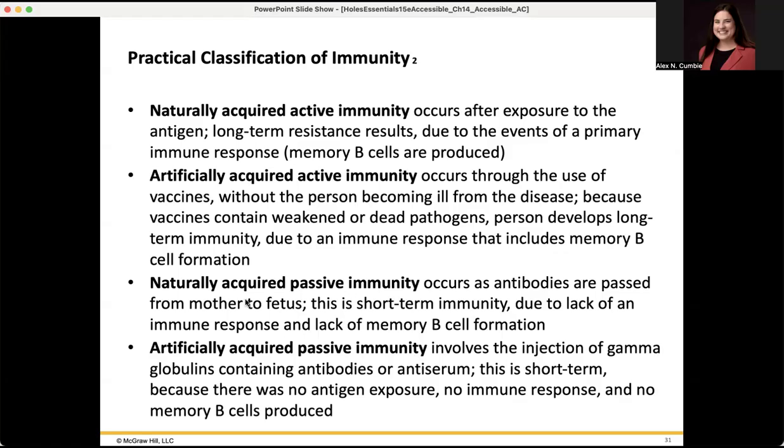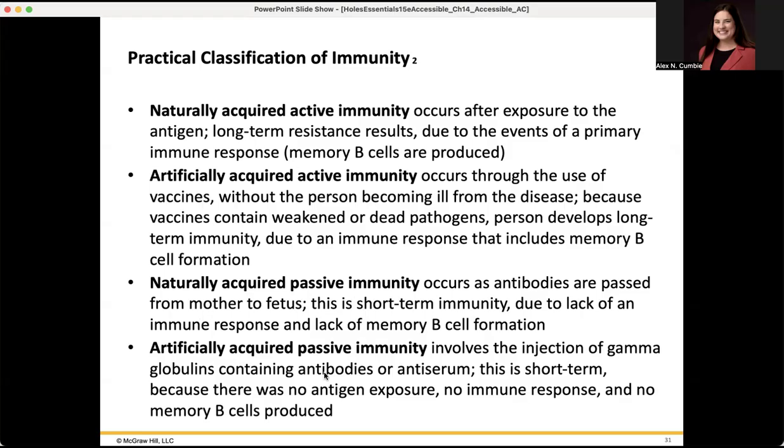Last, we'll look at the passive ones. Naturally acquired passive immunity. This is best seen, and remember, passive immunity means you're receiving antibodies without exposure to an antigen. So you're not making your antibodies, you're getting them from somewhere. Naturally acquired passive immunity typically comes from breastfeeding. Antibodies are passed from the mother's breast milk to the baby.